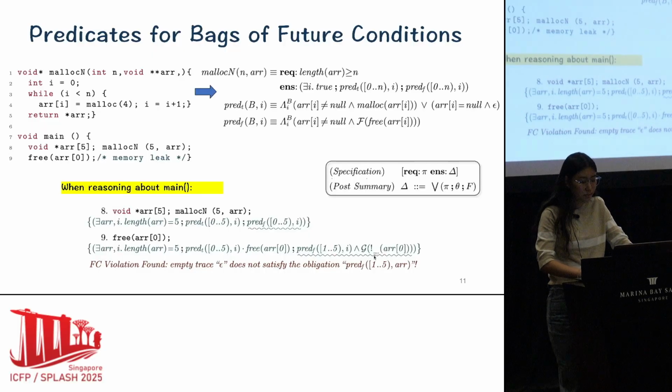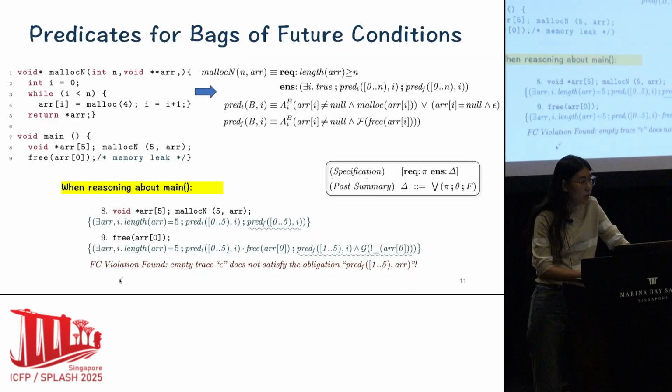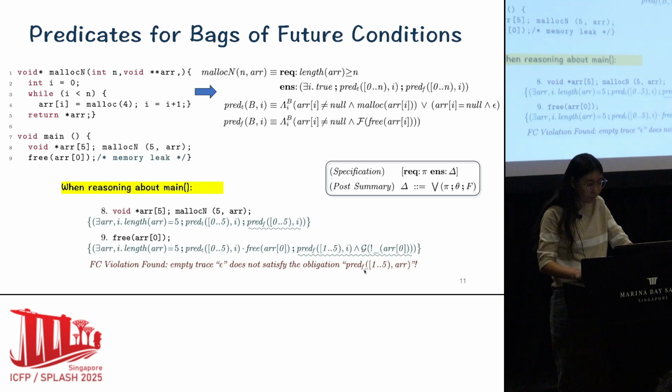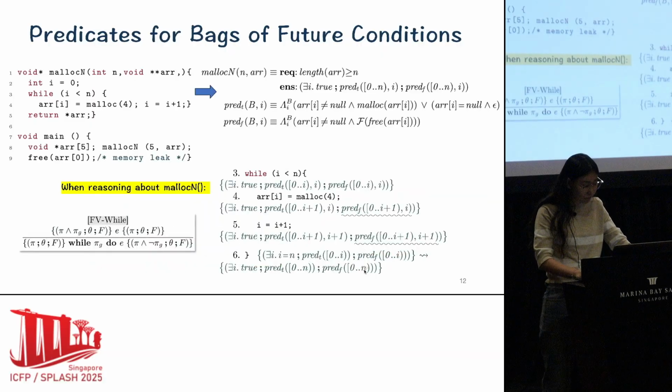And also correspondingly adding the globally do not make use of the first elements of the array into the future condition. In that case, by the end of the program, we will have an error message here saying, because it's the end of the program, the empty trace will not satisfy the obligation, which is to free the elements from 1 to 5. That's how we capture this bug.